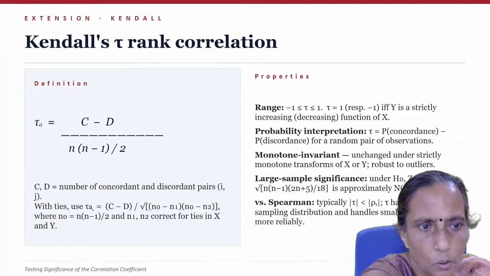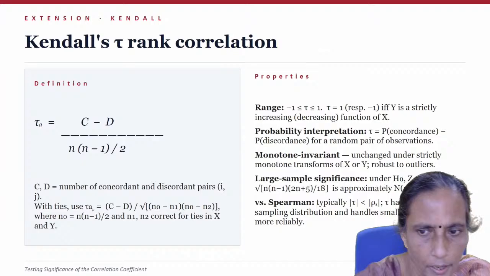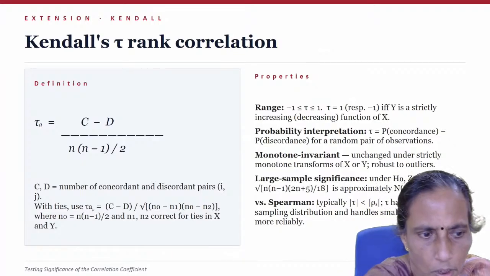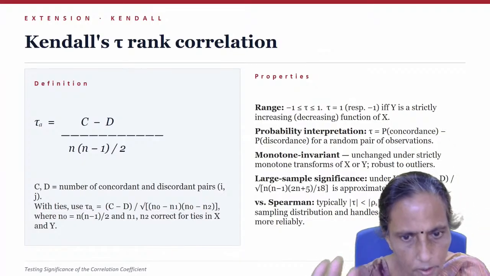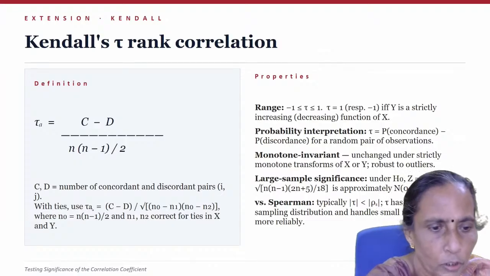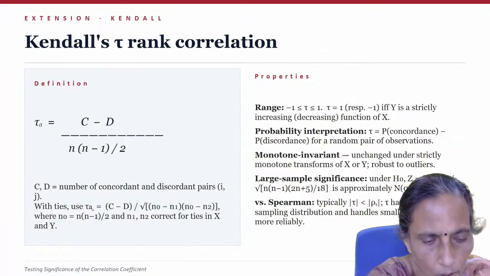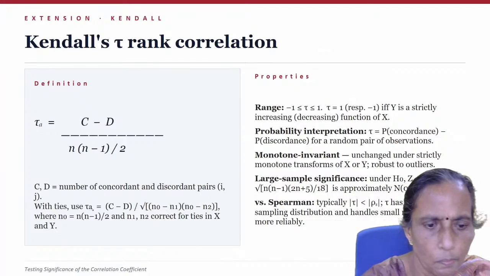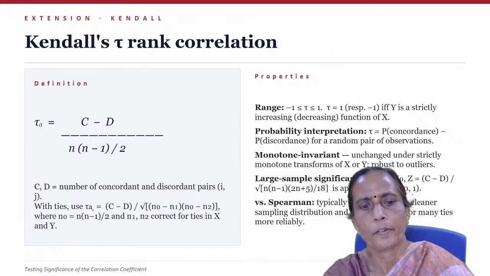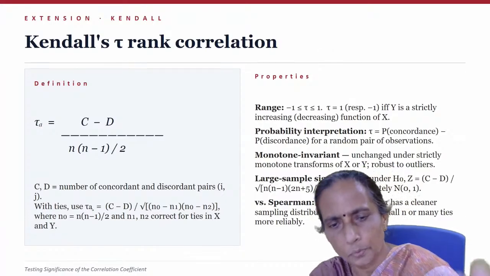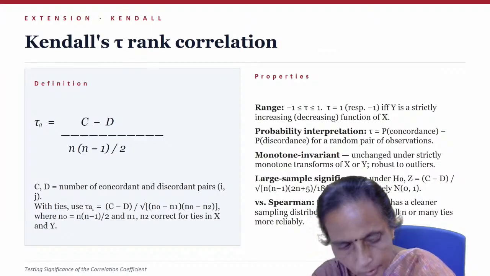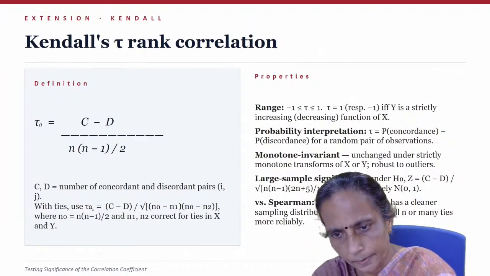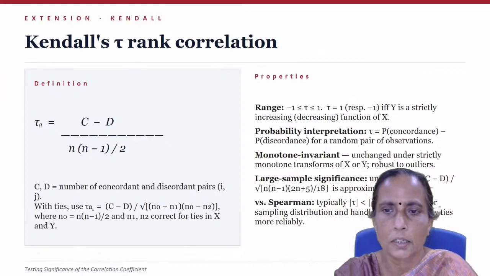So Kendall's tau is C minus D divided by n into n minus 1 by 2, where C and D are the numbers of concordant and discordant pairs i and j. With ties, your tau-b is C minus D divided by square root of n0 minus n1 into n0 minus n2, where n0 is equal to n into n minus 1 by 2, and n1 and n2 are corrections for ties. We will be making a calculation for this for your better understanding.